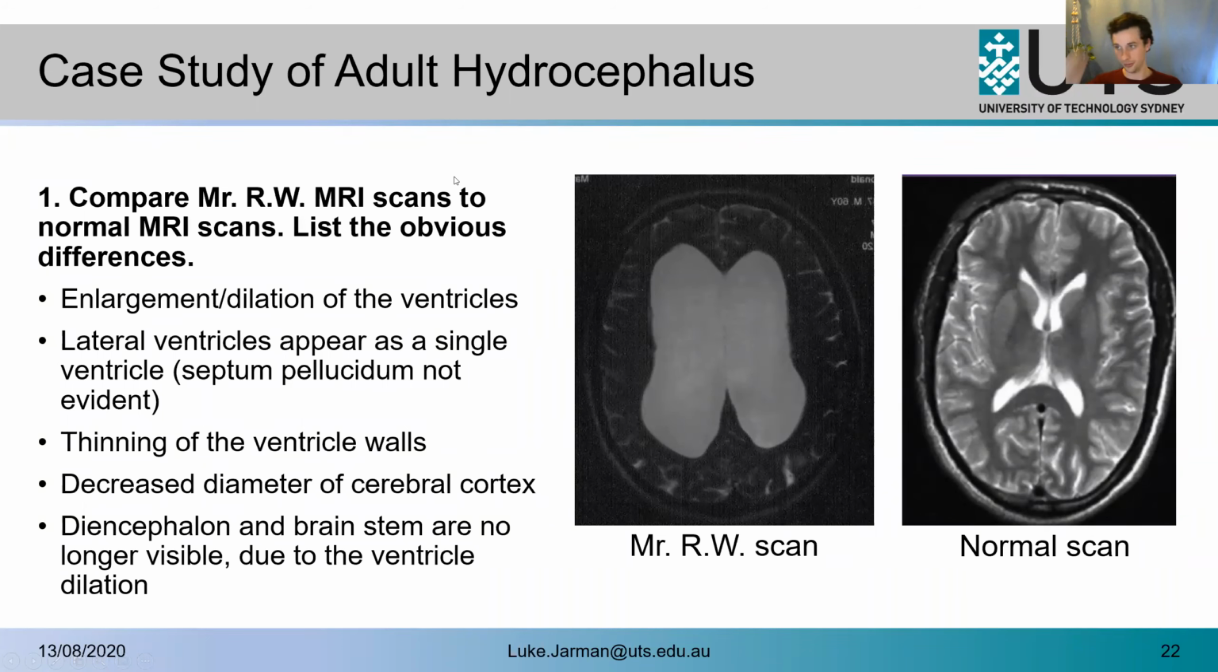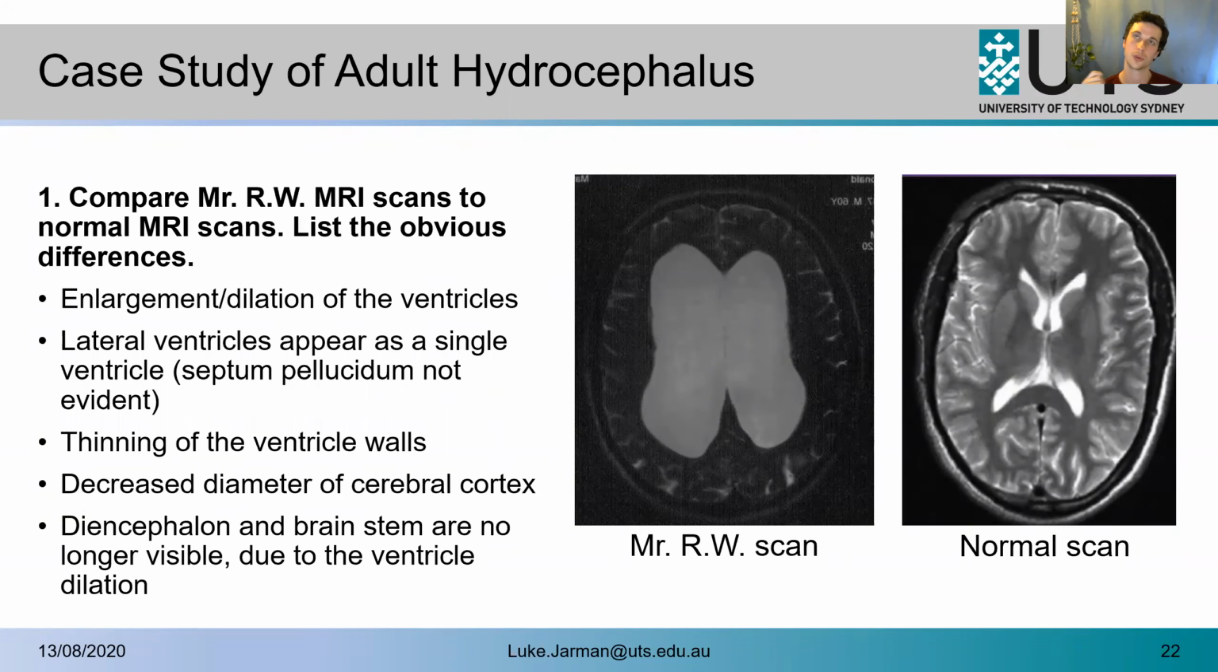If you were to list the obvious differences, this is what we would expect you to be able to list. Enlargement, dilation of the ventricles. The lateral ventricles appear as a single ventricle, so the anatomical feature that separates them isn't evident.